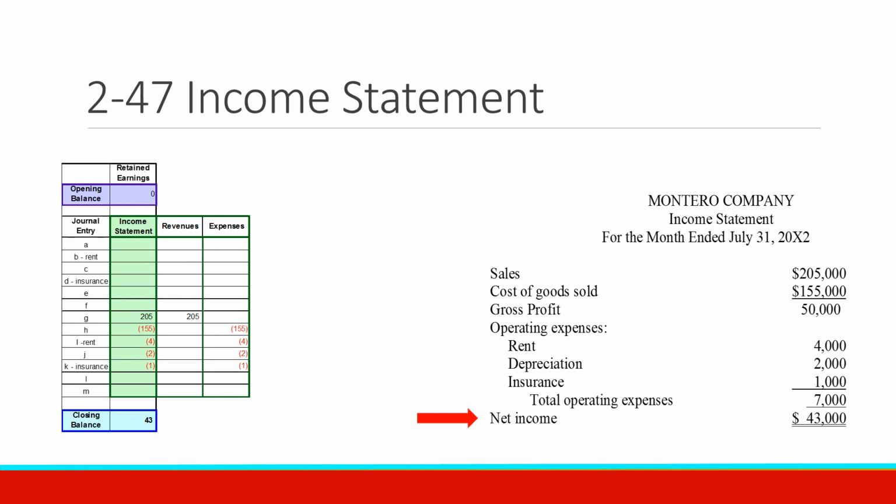And now, as we have reported all of the revenues and all of the expenses that we've recorded in this homework problem already on the income statement, it's now time to bring the income statement to a close with the grand total of net income, which is $43,000, the $50,000 of gross profit minus the $7,000 in total operating expenses.